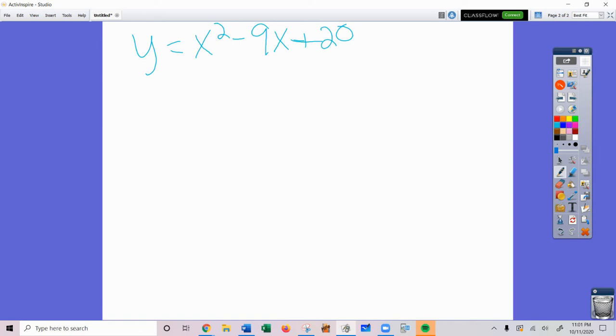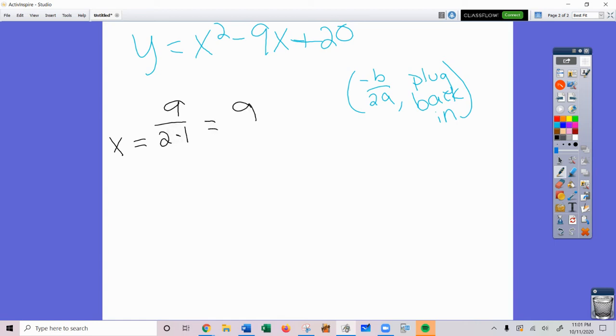Okay, so in this case, we know we're finding a minimum. And we find that vertex by doing -b over 2a and then plugging that value back in, right? And this is also something we were practicing last week. So to find the vertex, we're going to do x equals -b. So b is -9, so we want +9 over 2 times 1. So that's 9 over 2.